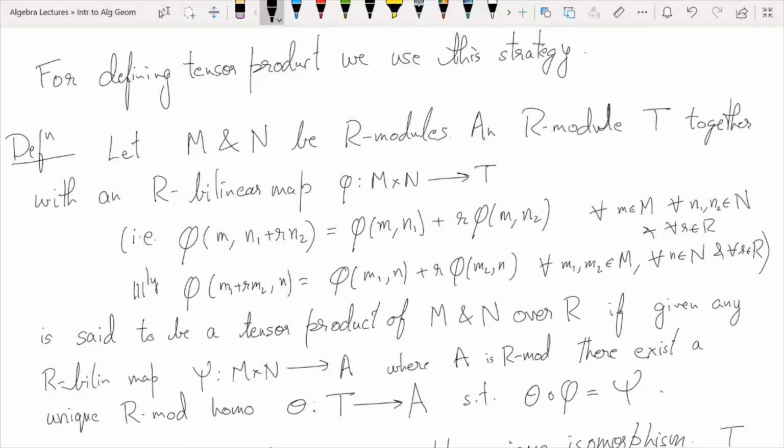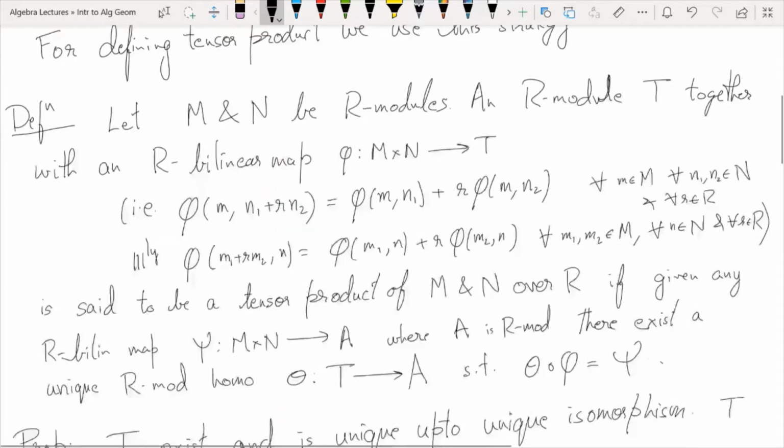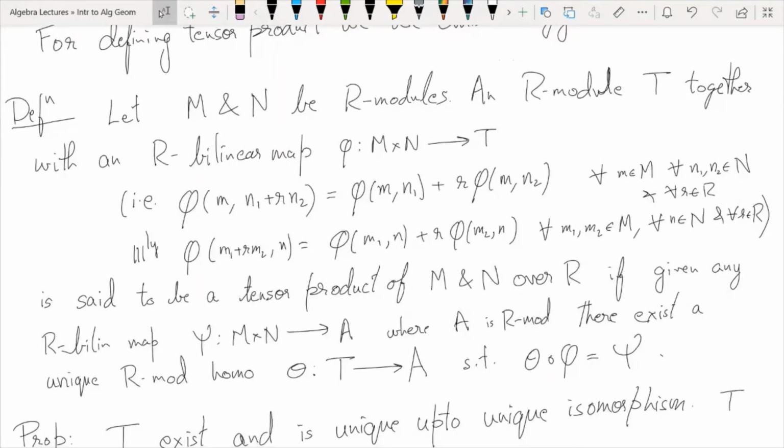So it's similar to bilinear maps from linear algebra, which you have seen. Just that instead of being over a field, it's over a ring. We are talking about modules, not vector spaces.